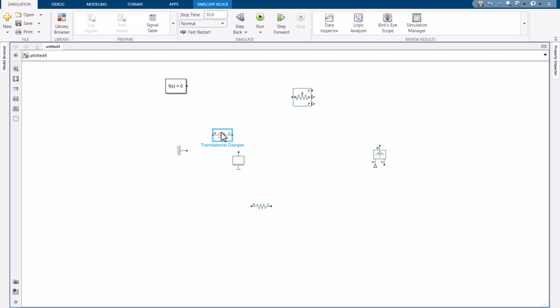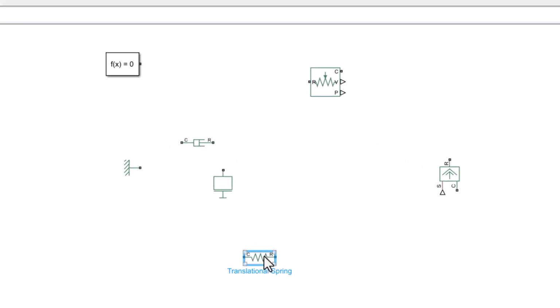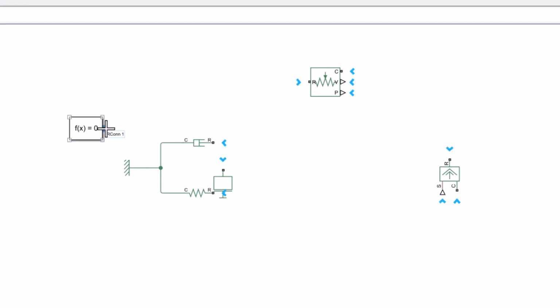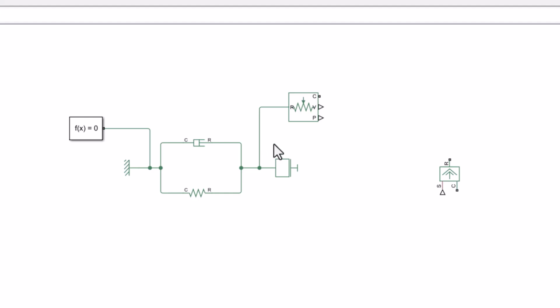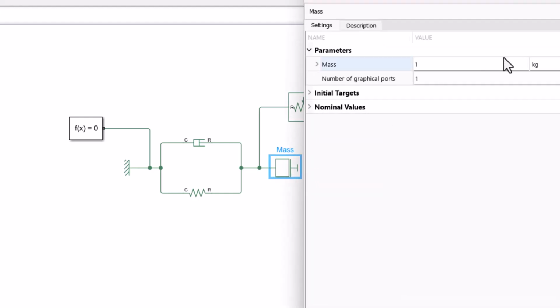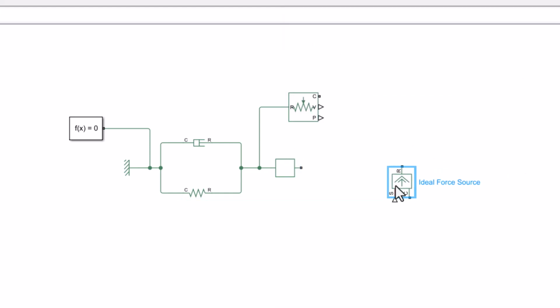So the C port of the damper and the spring has to be connected to the wall. The solver configuration has to be connected to somewhere in the system. It does not matter. And the mass is going to be connected to the spring and the damper. And this sensor is going to be connected to the mass. I will also change the number of graphical ports of the mass to 2. So the other side of the mass is going to be connected to my ideal force. I create a copy of my wall. I connect it to the other side of the force.